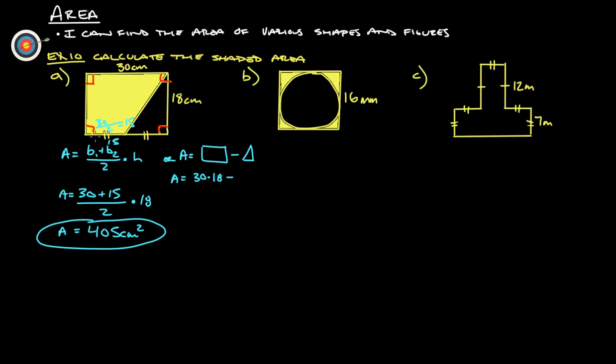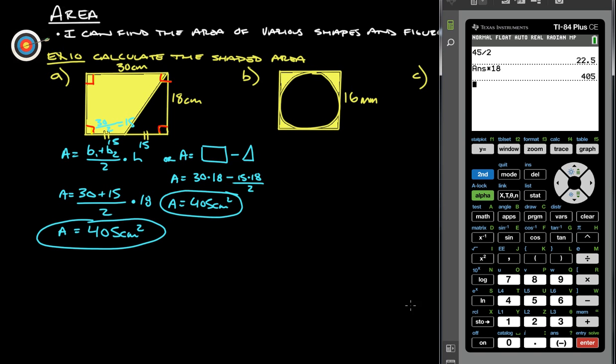And again, since we figured out that this is 15, this here also has to be 15. So that's going to be 1/2 of 15 times 18, right? So if you go through and figure that all out, we should get 405 centimeters squared, just like we did here. Let's just show it on the calculator just to make sure that we're all good.